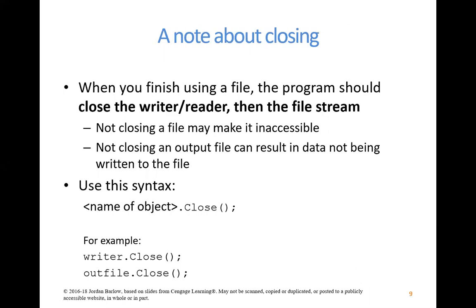Anytime you finish writing to or reading from a file, you need to close the reader and writer and then close the file stream. So you close them in the opposite order that you created or opened them. Not closing them may lead to some problems like corrupting the file or something like that. And it's really easy to close them just at the end of the code. You just write the name of your StreamWriter or StreamReader .Close and then the name of your FileStream .Close with the parentheses, because Close is a method.